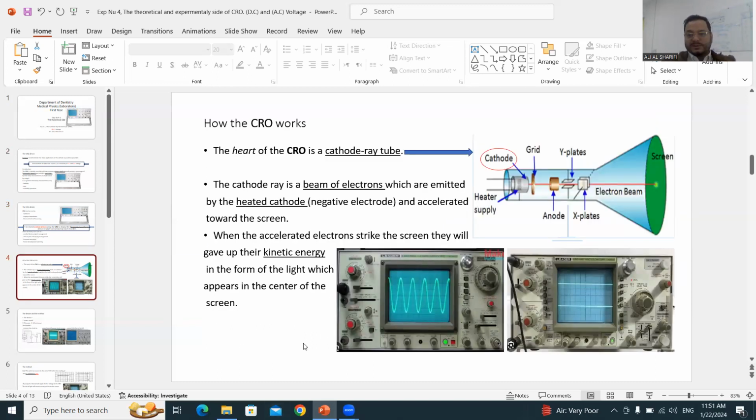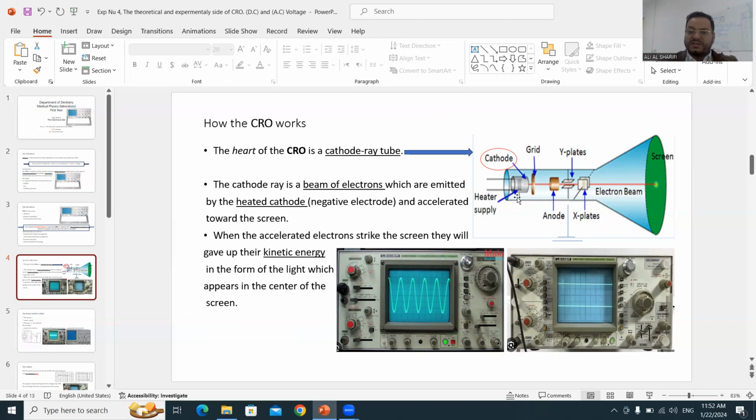Now let's take a deeper look at how this device works. Actually, let's focus on its heart. Its heart is the cathode ray tube. What does that mean? Let's think about how the screen can emit these lines or waves to us. The heart of the cathode ray oscilloscope is the cathode ray tube. Let me simplify: when the cathode takes the current, the cathode will produce electrons.